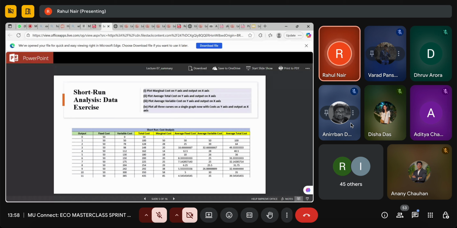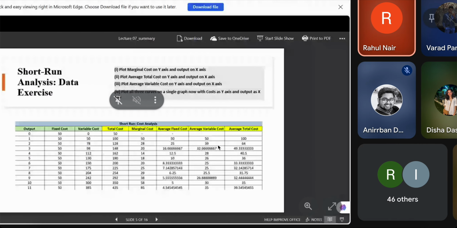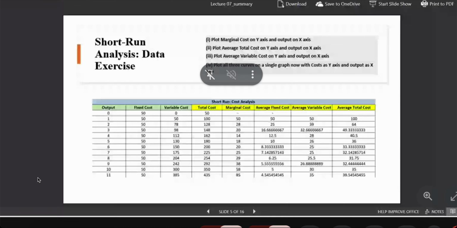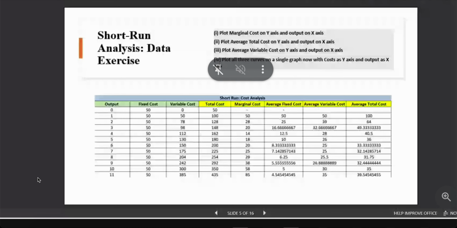Okay, coming back to this particular data, we can see that when the output is increasing, so basically when more burgers are produced, the fixed cost remains the same because fixed cost does not change no matter how much the output is, but the variable cost increases. The variable cost keeps on increasing from 0 to 385. And the total cost is nothing but fixed cost plus variable cost. Here it's 50 and it goes on increasing to 435.